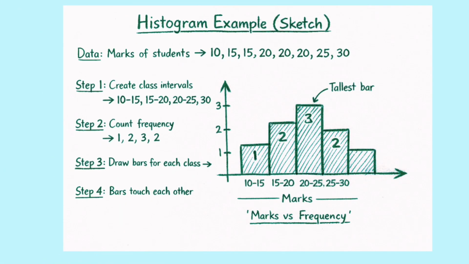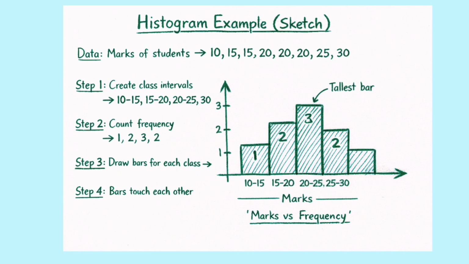So here we have the histogram example. A sketch is drawn, marks versus frequency. The data we have been given is the marks of students: 10, 15, 15, 20, 20, 20, 25, 30. Now we will create class intervals: 10 to 15 is the first interval, 15 to 20 the second interval, 20 to 25 the third interval. Like this we will create the class intervals.